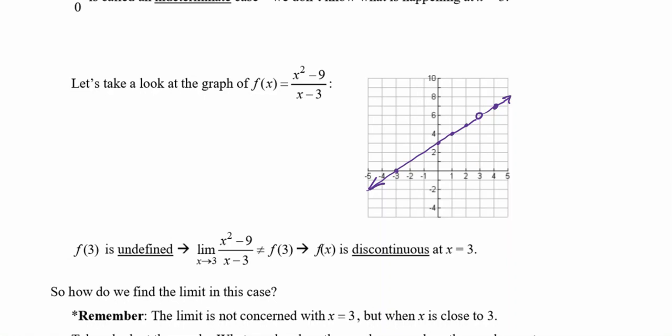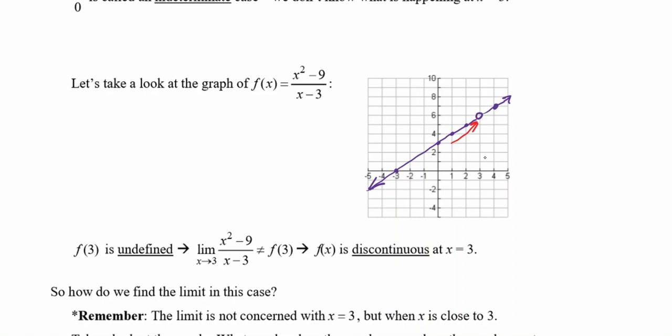But if we think about this for a second, would we be able to figure out the limit at 3 though? Looking at this right now, you can see from the left side, as this thing is going farther and farther to the right, what number is it approaching? Because that's what we're talking about when we're talking about a limit. What number is it getting closer and closer to?